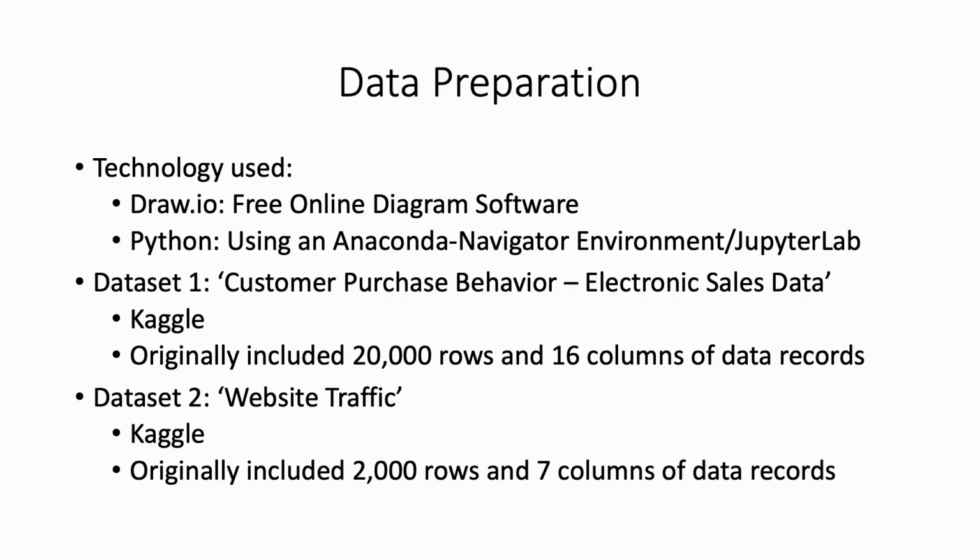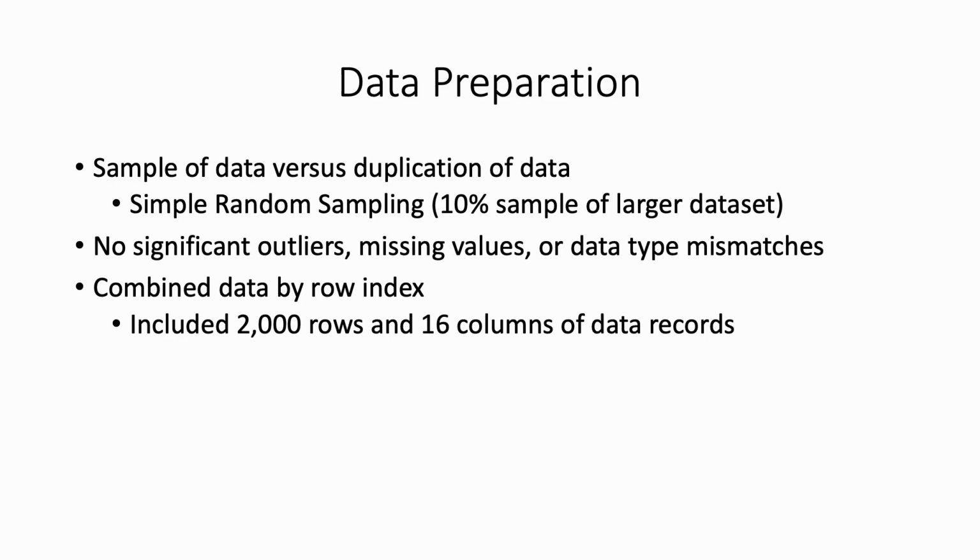Therefore, the customer purchase behavior electronic sales data dataset originally included approximately 20,000 rows and 16 columns of data records, while the website traffic dataset originally included about 2,000 rows and 7 columns of data records. Collectively, the data consists of customer demographic information, customer purchase information, and web traffic information. With this data, I noticed that there was a significant difference between the number of data records between the two datasets, and that I needed to decide on whether I wanted to take a sample of the larger dataset or to duplicate data from the smaller dataset. Those were the two options that came to mind first.